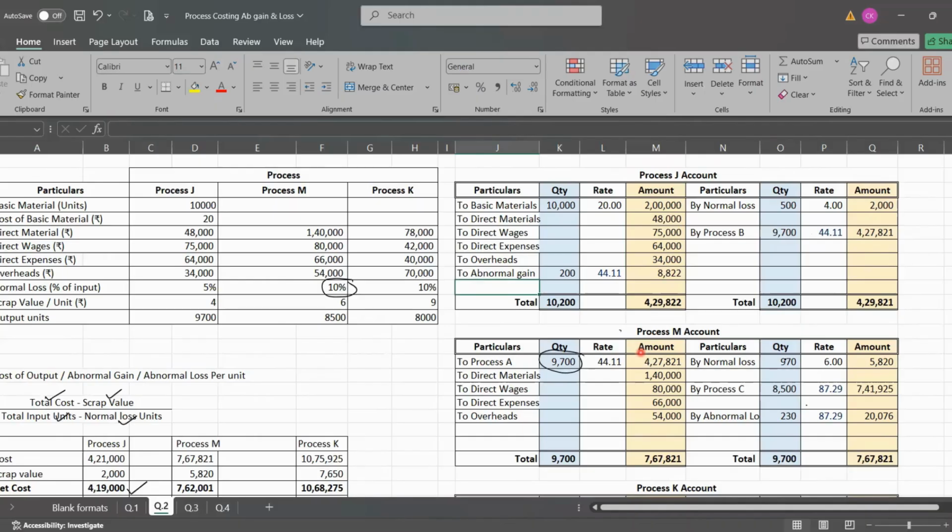Coming to this again, normal loss is 10% of input in process M. Here input is 9,700 and on the credit side, 10% comes to 970. The rate of scrap value for normal loss is 6, and amount 970 into 6 comes to 5,820.